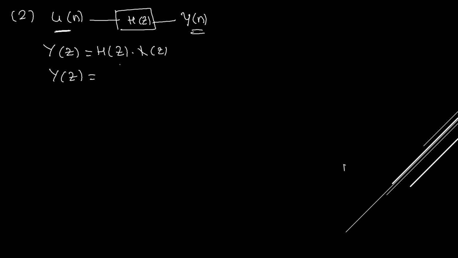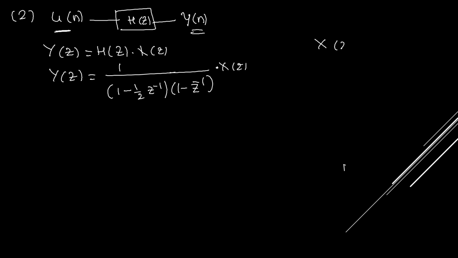What is H(z) from the previous discussion? That is 1 by (1 minus 1 by 2 z power minus 1) into (1 minus z power minus 1) into our X(z). So what is X(z) here? X(z) is nothing but the z transform of u(n), right? Because x(n) is u(n) here. So what is the z transform of u(n)? That is equal to 1 by (1 minus z power minus 1).